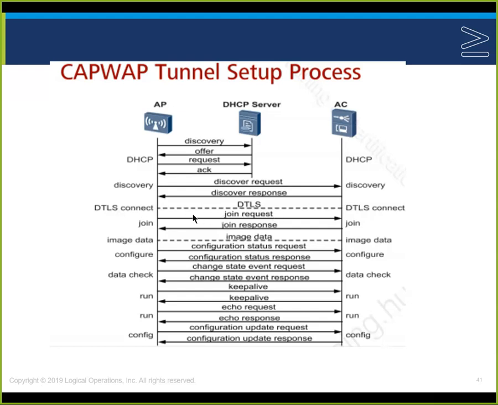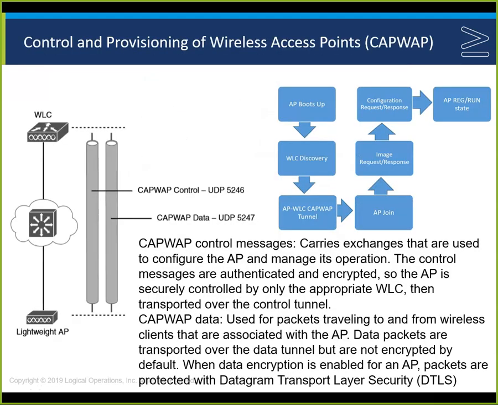The DTLS connect, datagram transport layer security. It's going to identify itself and send a join request, and then we get the join response. The image data, the configuration status request, and then the configuration information gets to it. Change state event request and any change states, and then we're going to get the keepalive to be sure that we're still connected. Configuration update request, configuration update response, if there are any of those things that are going to go on. The CAPWAP, control and provisioning of wireless access points.